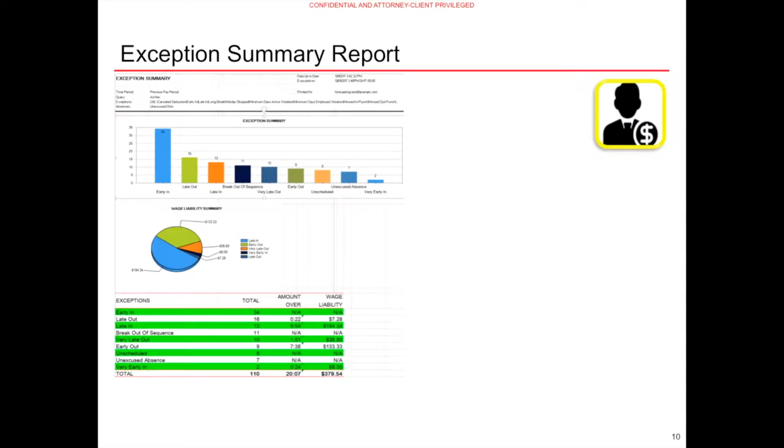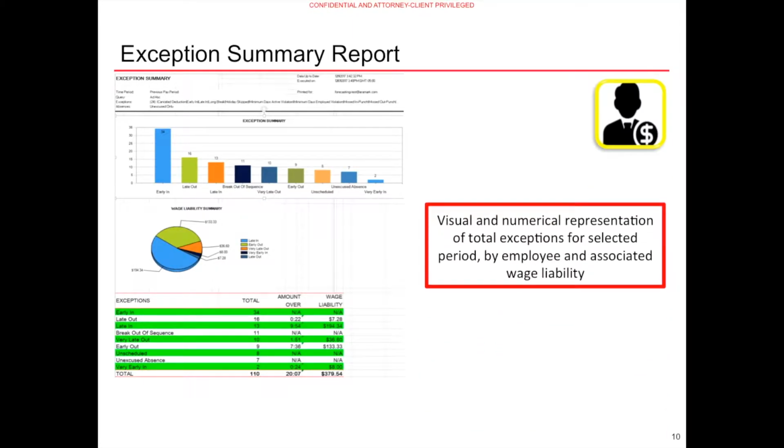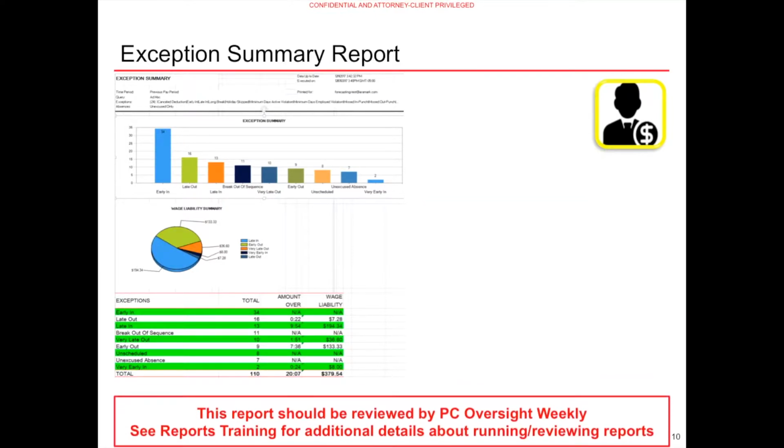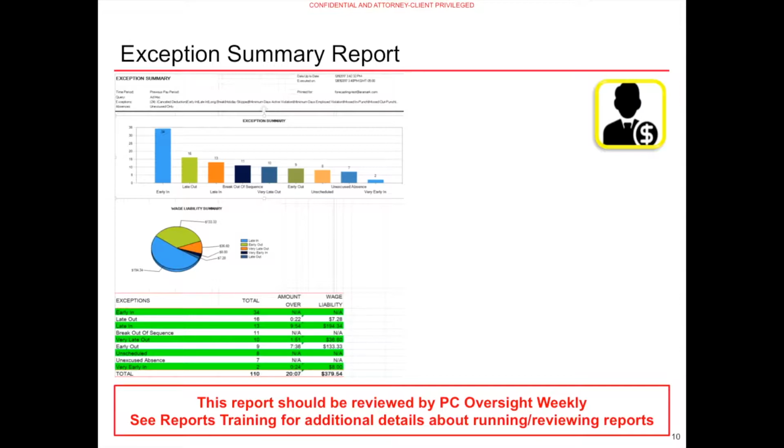The Exception Summary Report is a report that provides a visual and numerical representation of total exceptions for a selected period. It also provides a detailed breakdown of total number of exceptions by employee and the associated wage liability. Profit Center Oversight should utilize this report weekly to understand at a high level what exceptions are causing the most issues and address specific behavioral issues with employees. Review the report's training for additional details about running and reviewing this report.